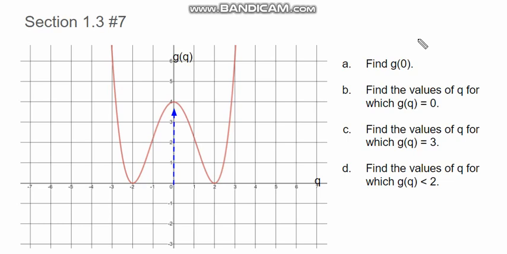From section 1.3. Part A asks us to find g of 0, and 0 is a q value, or a value of the independent variable. So we're going to first look at the horizontal axis and find a 0, and then go up until we intersect the graph and locate whatever this y value is, and it's 4, so g of 0 is equal to 4.